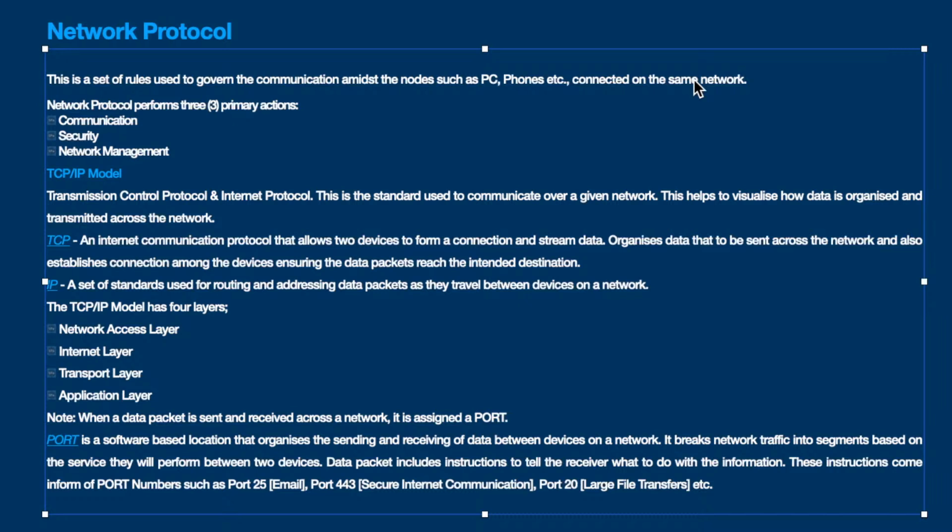Same to this place. When a particular system on the network does not follow the rule, there won't be communication, and the data will not be able to pass from one end to the other. So that's the essence. What does the network protocol do actually? It performs 3 basic functions. 1, communication.